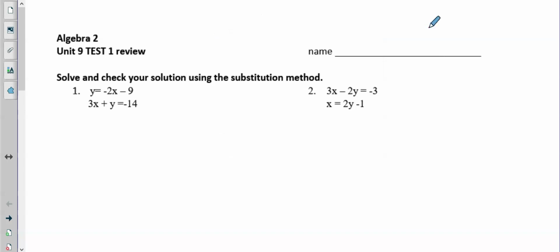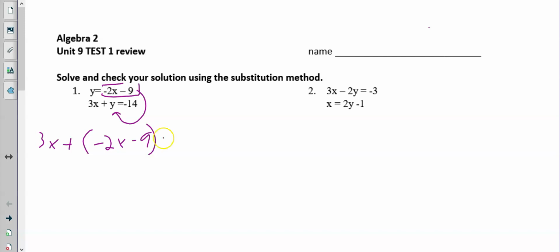Okay, so it says here use substitution method. So I'm going to take this and plug it in for y right here. Now, I could have set the second one equal to y, but the first one's already done for me, so why not save the step? So that means I'm going to have 3x plus, now in parentheses, I'm going to substitute in negative 2x minus 9.